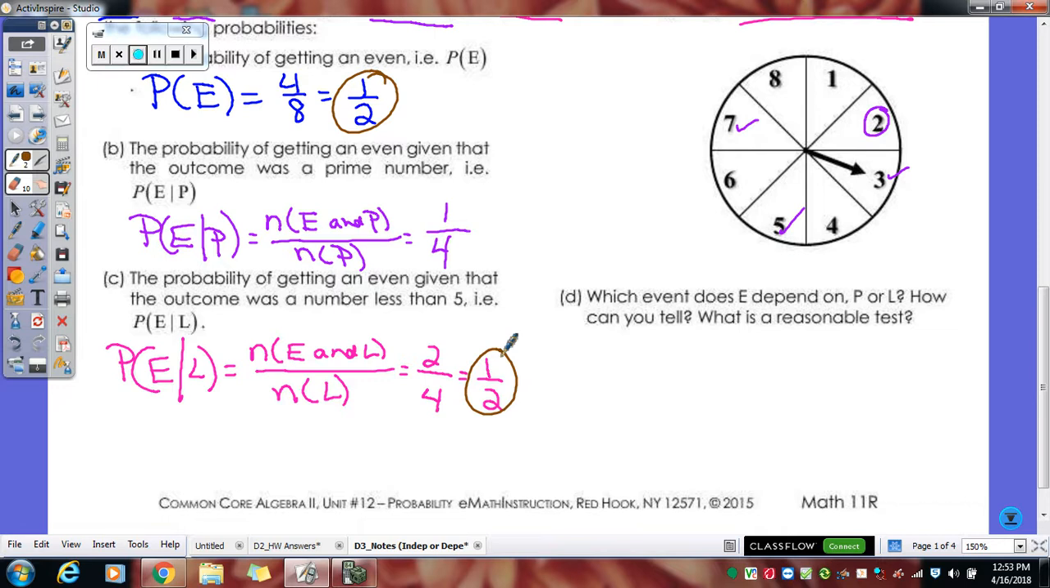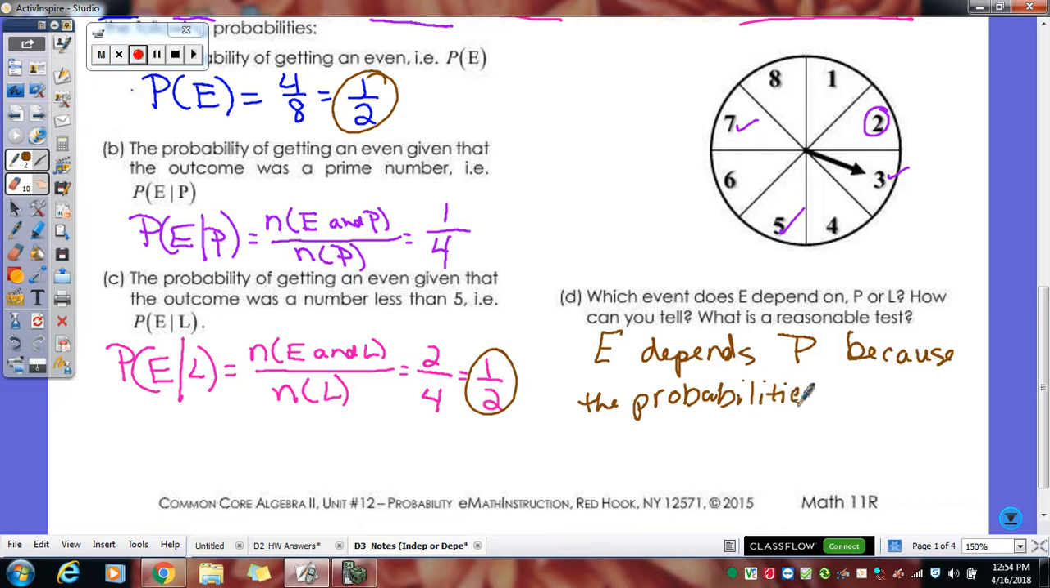And the probability of a prime number is dependent on the amount of them. So E depends on P. It depends on the prime because the probabilities are different. So those 2 are dependent on each other because their probabilities are different. We had a 1/2 and a 1/4, not the same. So, a reasonable test.